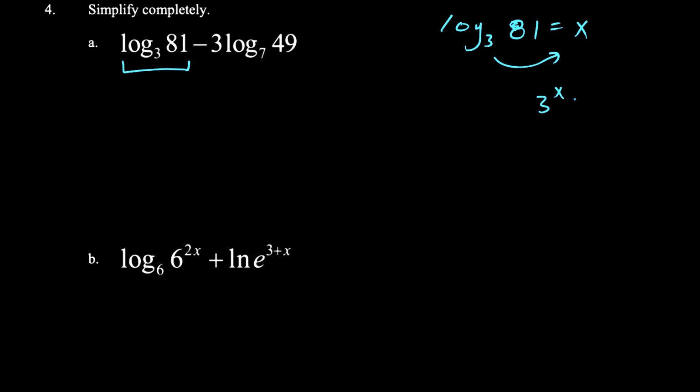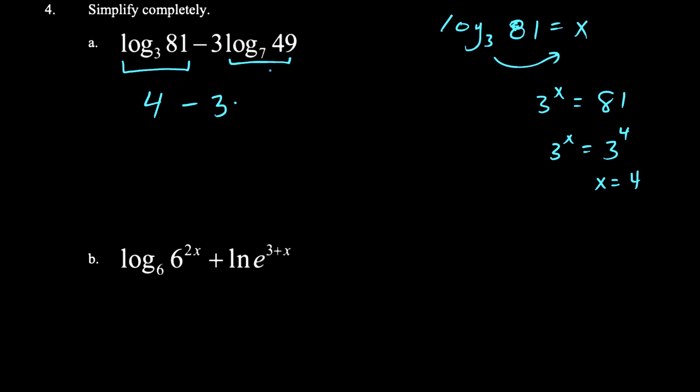3 to the x is equal to 81. Reduce 81 as much as we can using a common base of 3. So 81 is 3 to the 4th, so x equals 4, which makes sense. So we know that 3 to the 4th power is 81, and that's what this answers. So now we have 4 minus 3 times, and then we're going to look to do the same thing here.